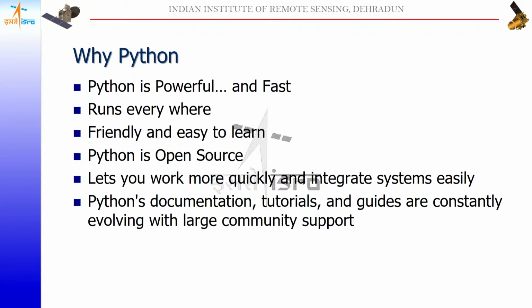Then it runs everywhere. It means that the Python programming language is platform independent. So whatever source code you are writing in the Windows operating system, the same code runs on Linux, Mac, or any other operating system, right? So what I feel is the most compelling reason for using Python is that it's friendly and quite easy to learn. The syntax of Python is very similar to the English language, right? So it's very friendly.